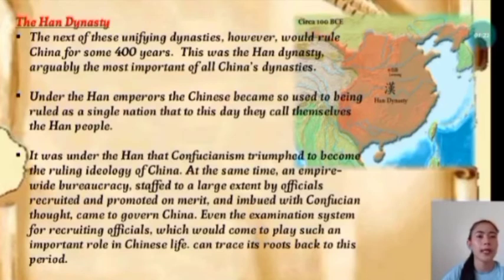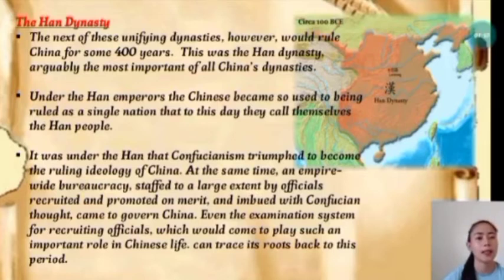The Han dynasty. The next of these unifying dynasties, however, would rule China for some 400 years. This was the Han dynasty, arguably the most important of all Chinese dynasties. Under the Han emperors, the Chinese became so used to being ruled as a single nation that to this day they call themselves the Han people.